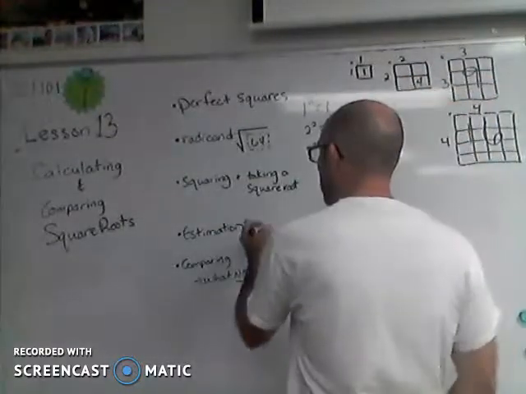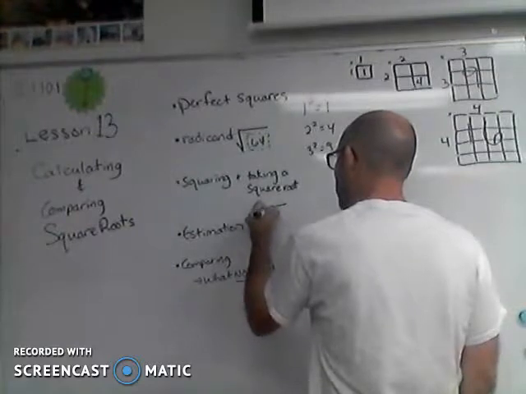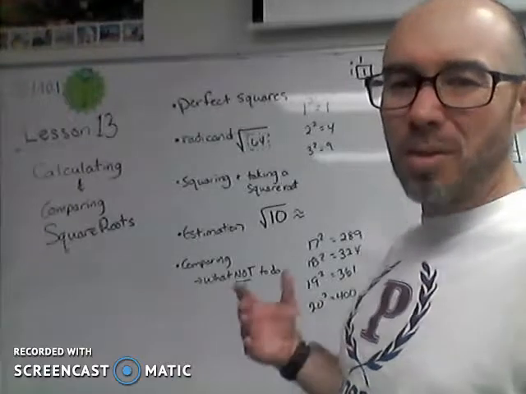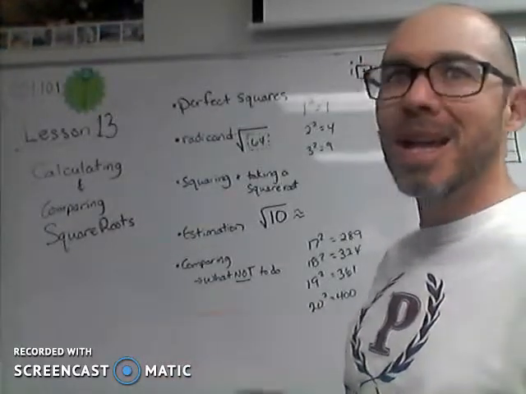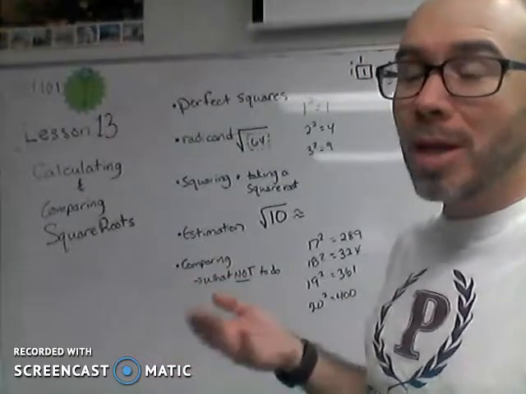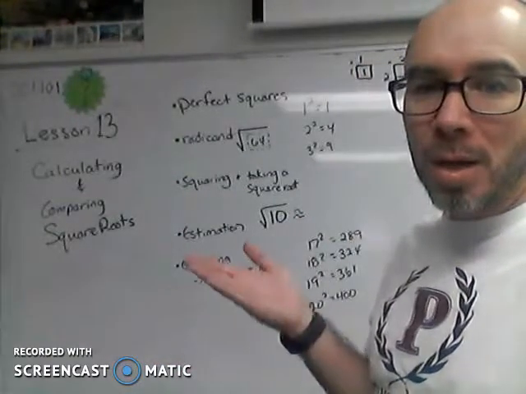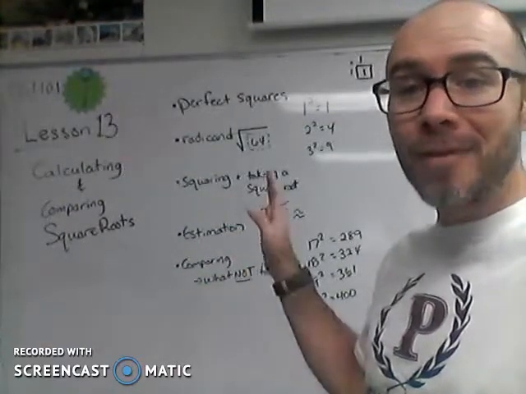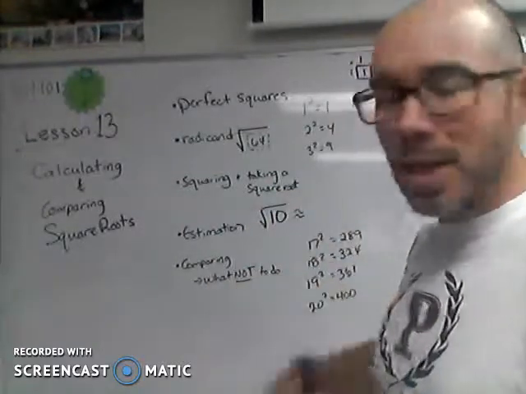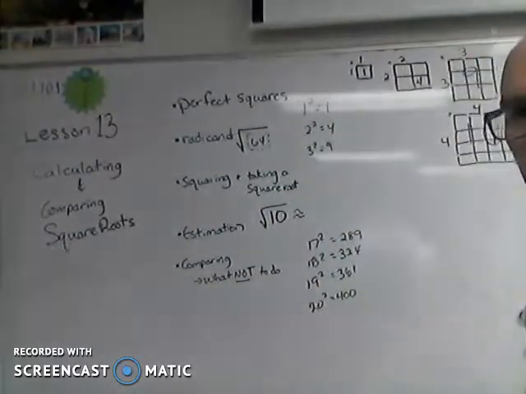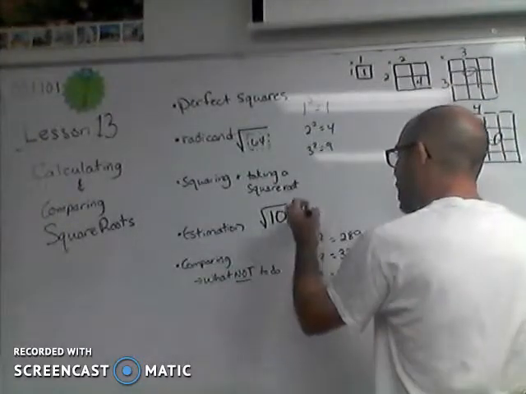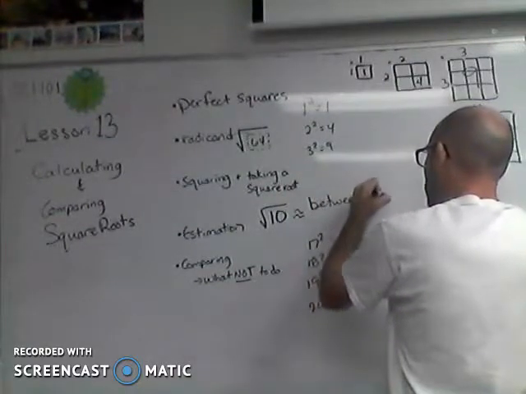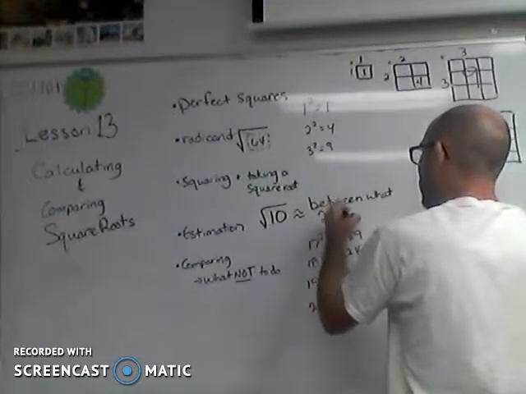Now, if we don't have a perfect square, if we have something like the square root of 10, we want to know what that is close to. We want a good estimate. Well, it's got to be at least 3, because 9 is a perfect square and the square root of 9 is 3. So it's going to be a little bit bigger than 3, but it's not 4 yet, because the square root of 16 is 4. The book will usually say between what two whole numbers.